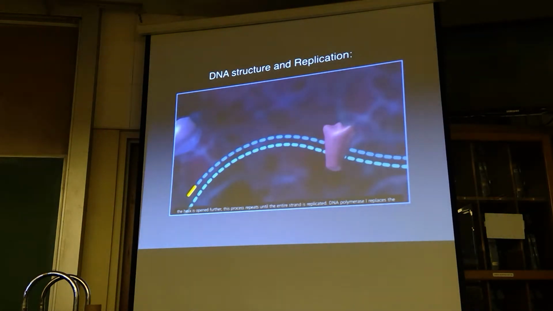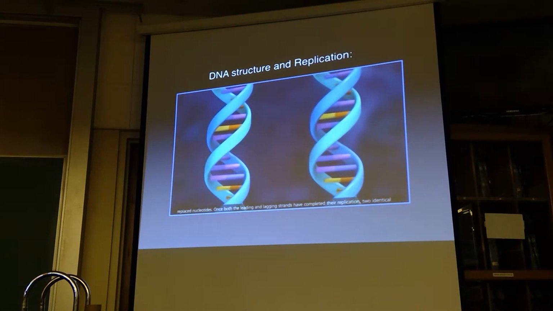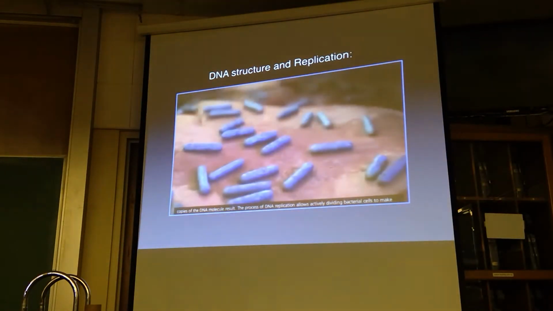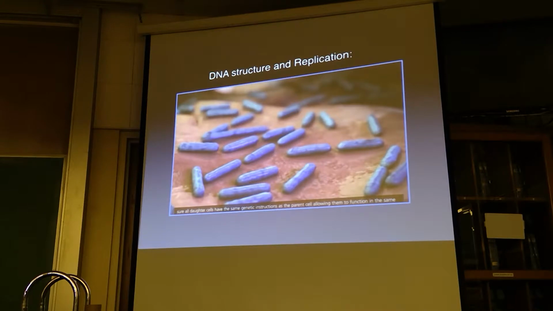DNA polymerase 1 replaces the RNA primers with DNA nucleotides, and DNA ligase is used to ensure bonding between the fragments and the replaced nucleotides. Once both the leading and lagging strands have completed their replication, two identical copies of the DNA molecule result. The process of DNA replication allows actively dividing bacterial cells to make sure all daughter cells have the same genetic instructions as the parent cell.